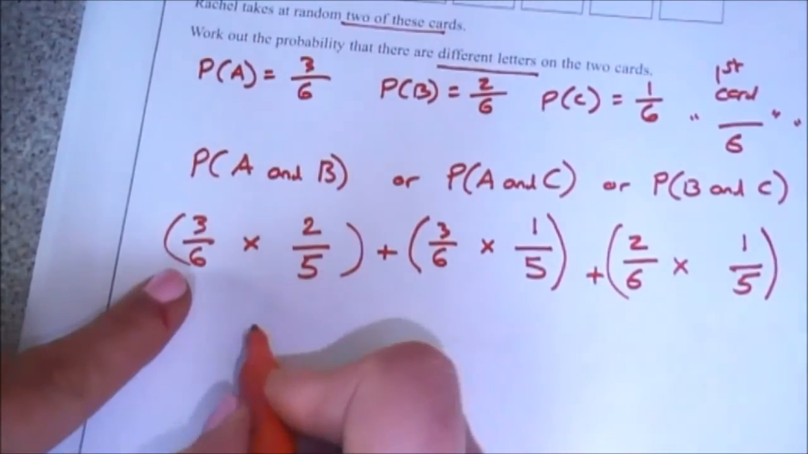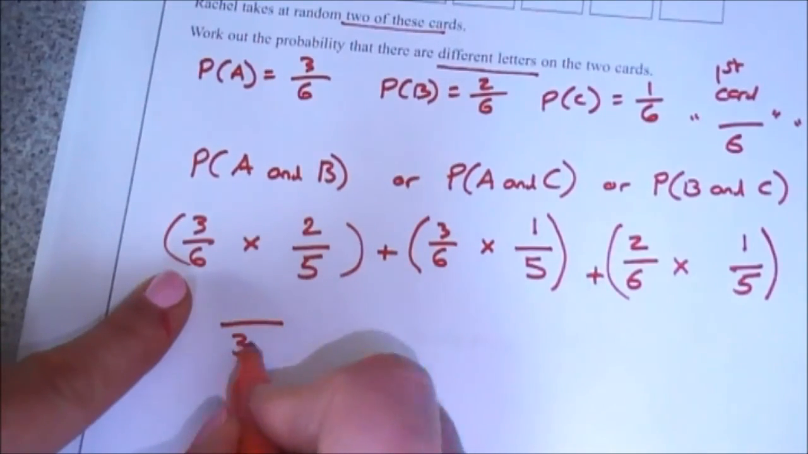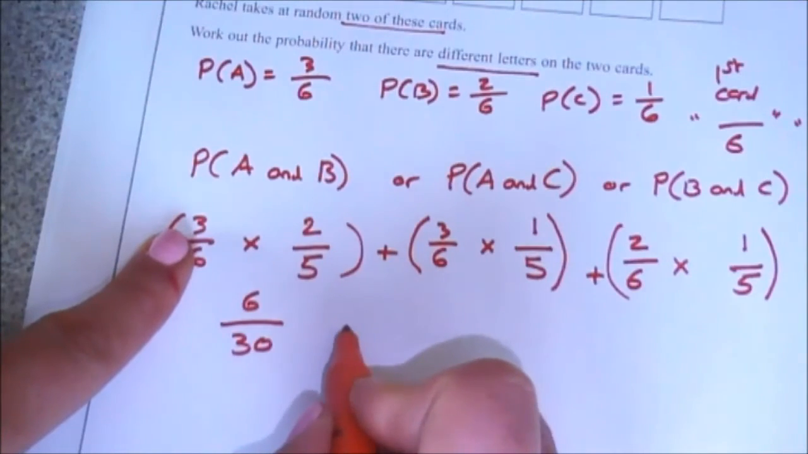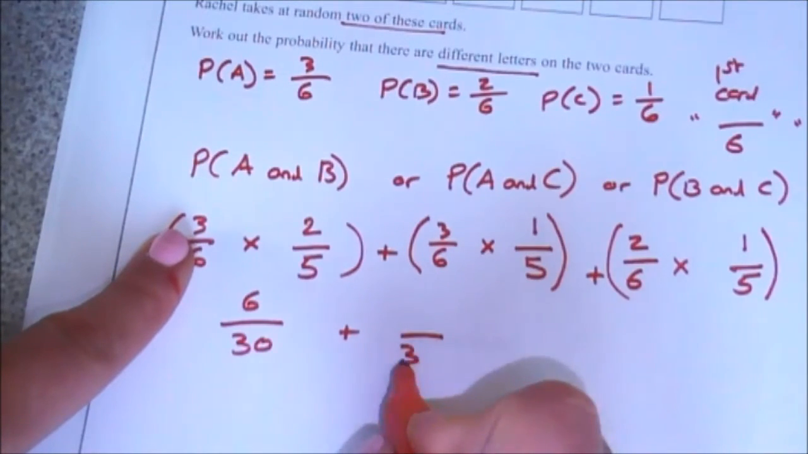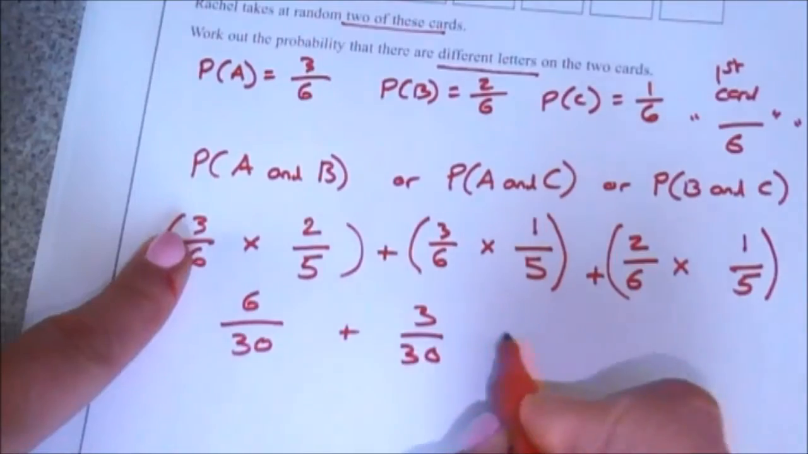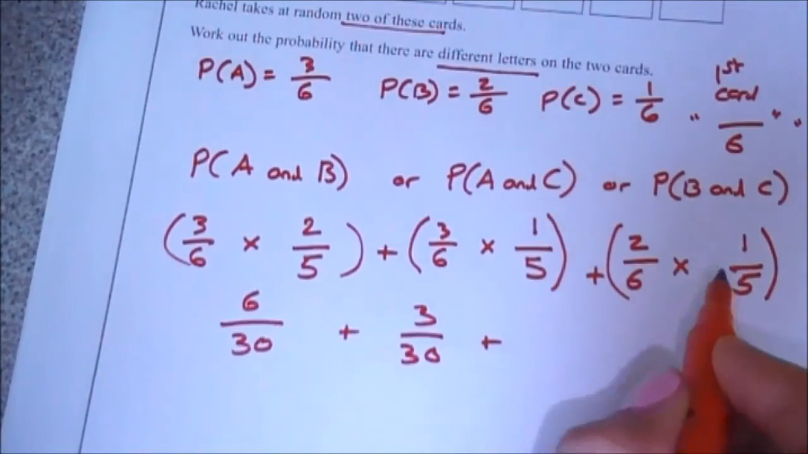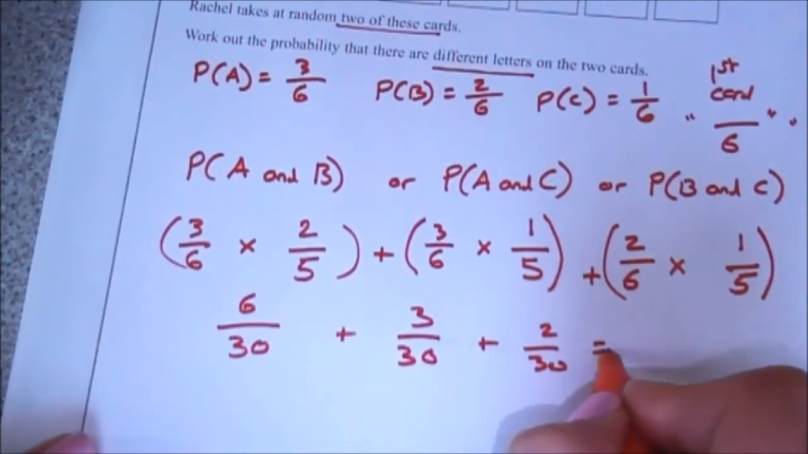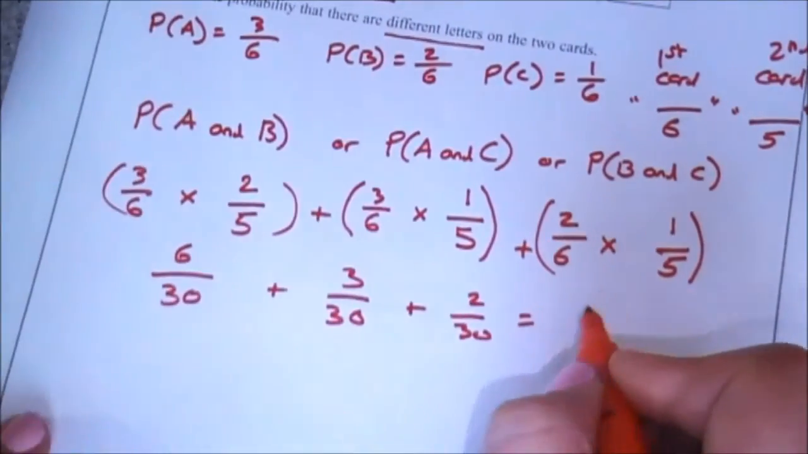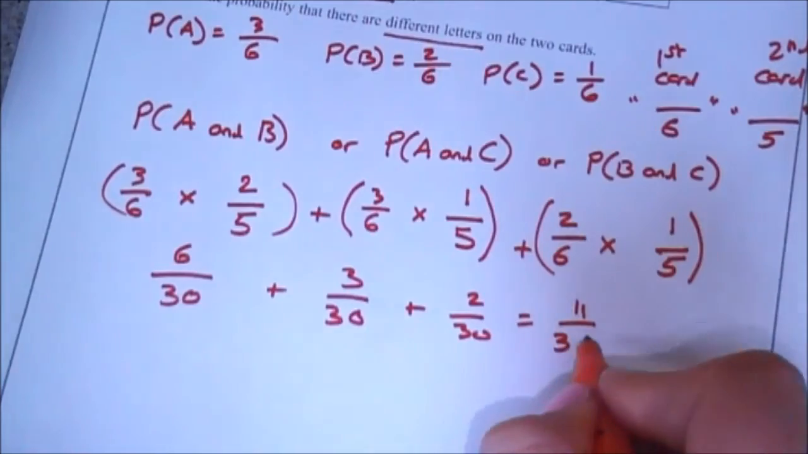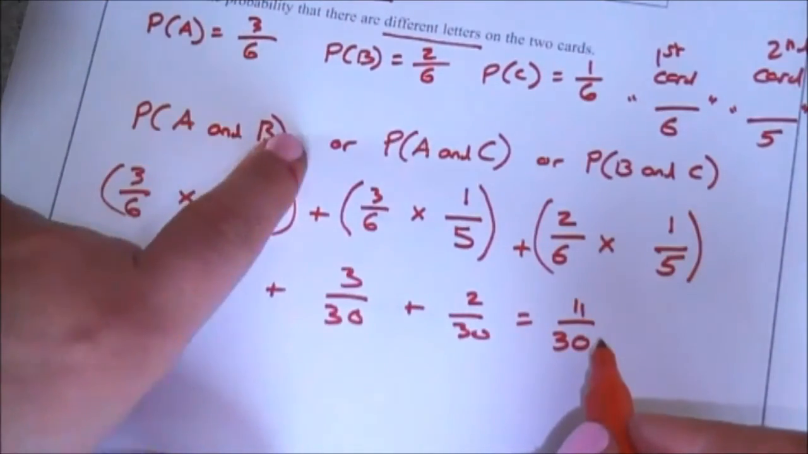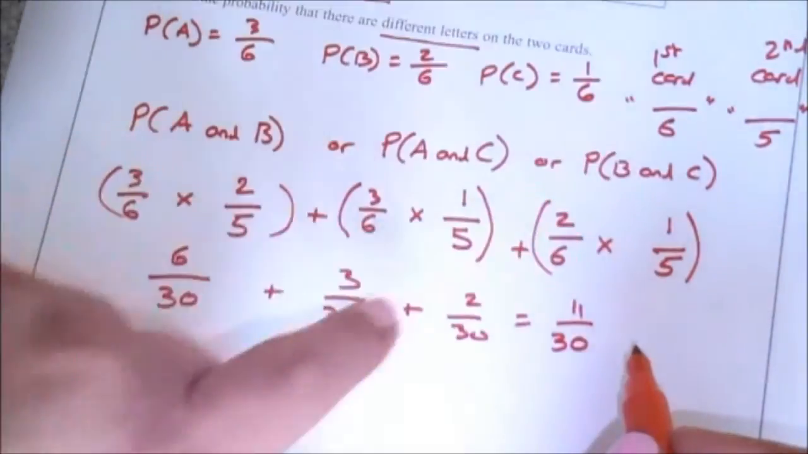So they're my probabilities of A and B, A and C, B and C. So let's work these out. 6 times 5, that's got a denominator of 30. 3 times 2 is 6. So that's 6 over 30 plus 3 over 30 plus 2 over 30 gives me 11 over 30. So I've got an 11 in 30 chance of getting AB or AC or BC.